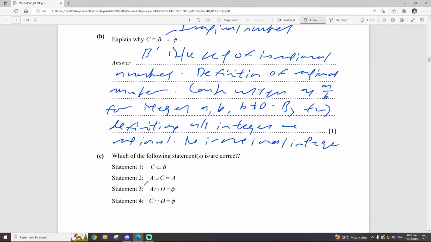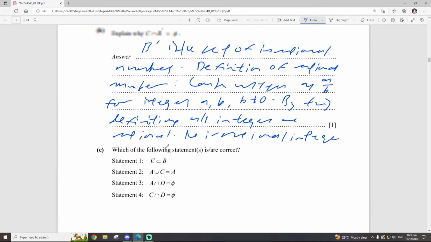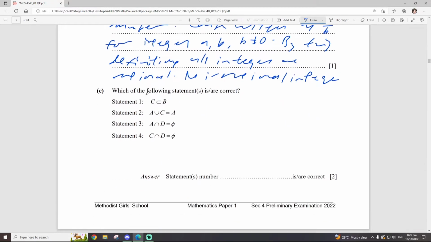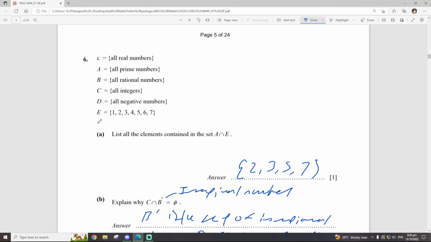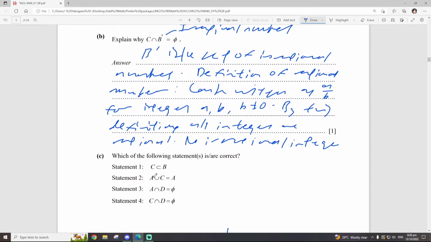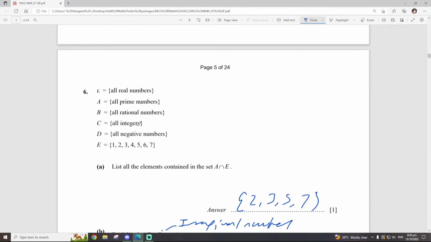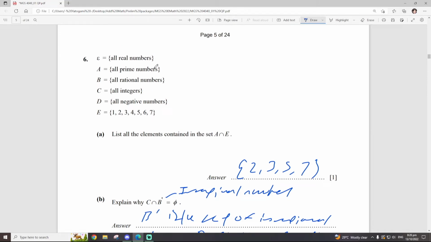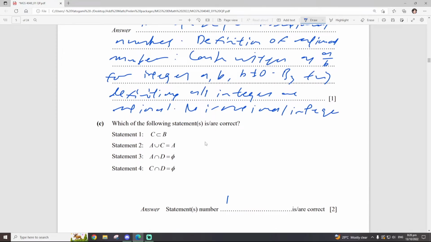Which of the following statements is or are correct? C is a proper subset of B. Yes, that is correct. So statement 1 is correct. A union C is just A. That is clearly not true, because A union C includes elements from A and C, but clearly all prime numbers are not all integers. A intersect D is the null set. That's true. We don't define negative numbers to be prime.